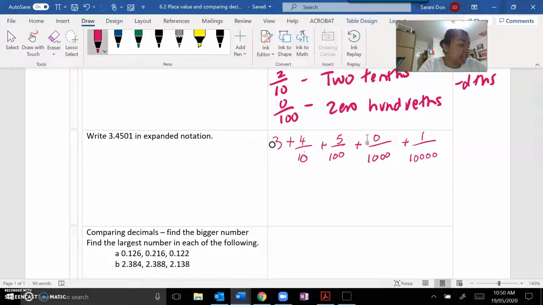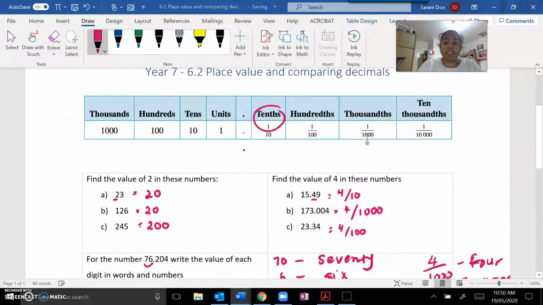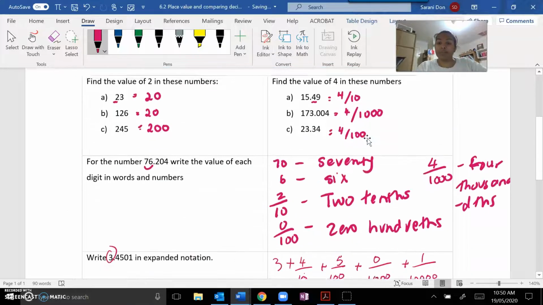So what they're asking you to do is, obviously there's how many 3s? So this 3, right? We know that's in this column here. So how many units are there? There's 3 of them, right?